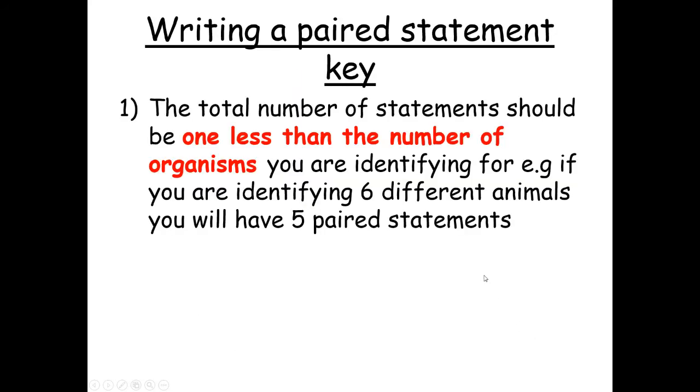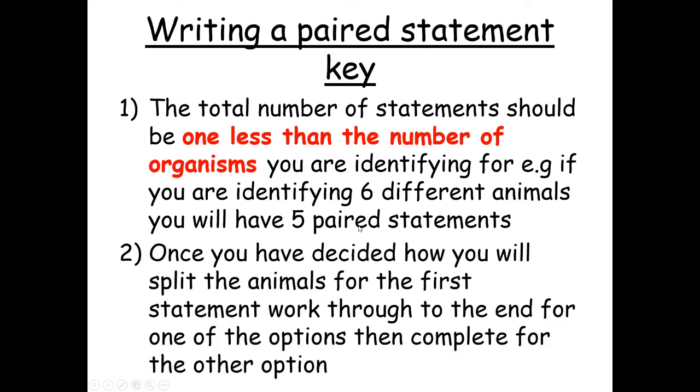So when you write a paired statement key, the total number of statements will always be one fewer than the number of organisms. You don't really need to worry about that. It's just a good way to check that you've done it properly. So if you're identifying 6 different animals, you'll probably have 5 different questions, 5 different paired statements.